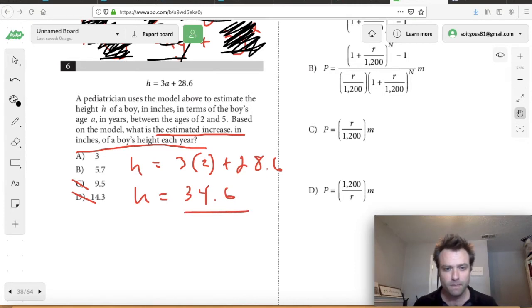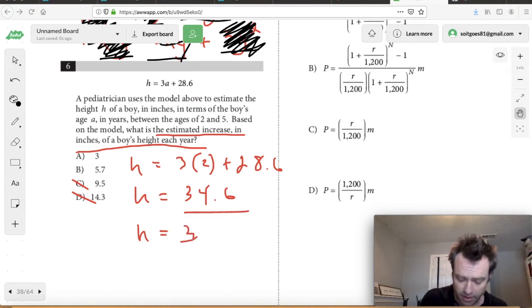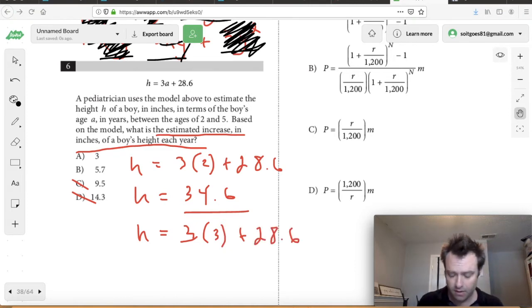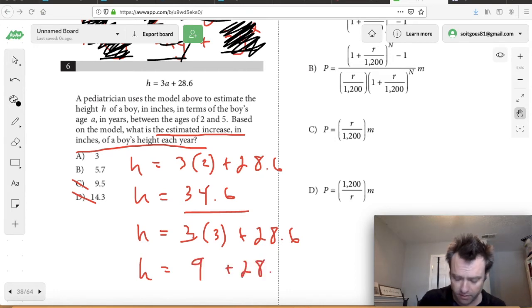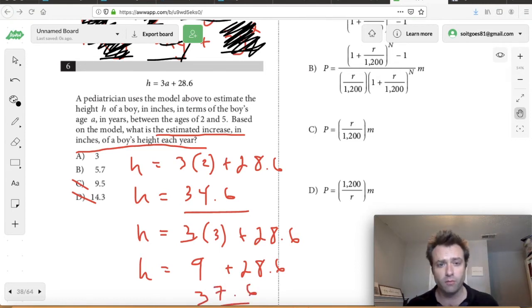Okay? Let's find out how tall he is when he's 3. We'll find the increase. So H equals 3 times 3 now, because he's 3 years old, plus 28.6. So we get H equals 9 plus 28.6. He is now 37.6 inches. What's his increase there? Well, that's 3 inches, which would be answer choice A.